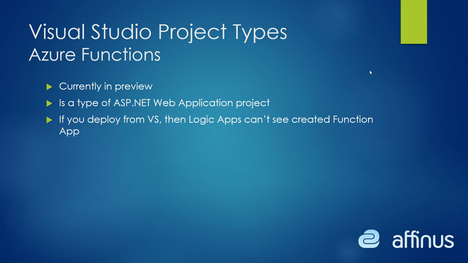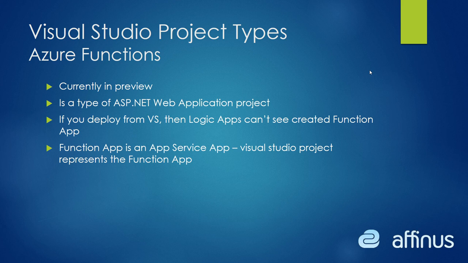And another thing to bear in mind, although you can publish functions from Visual Studio today, if you do that, there's a bug, which means that your logic apps can't see the created function app. So you actually have to create the function app up in the Azure portal first, and then deploy your functions to that newly created function app. If you try and deploy it from Visual Studio or create the function app in Visual Studio, then logic apps can't see it. Again, this is another good reason that you should have an ARM template that creates your function apps for you.